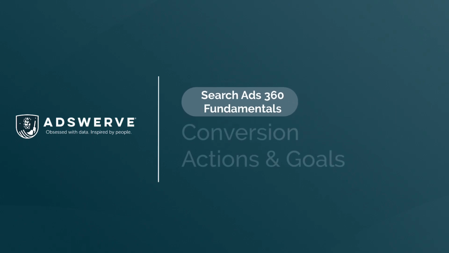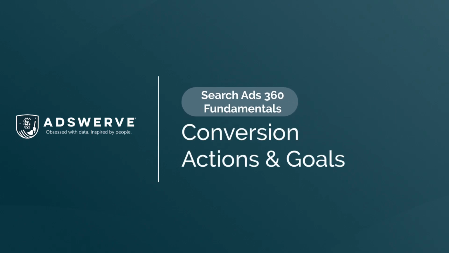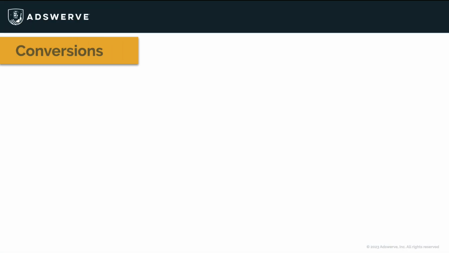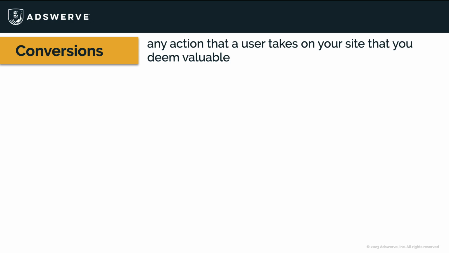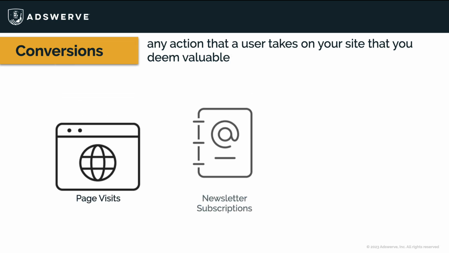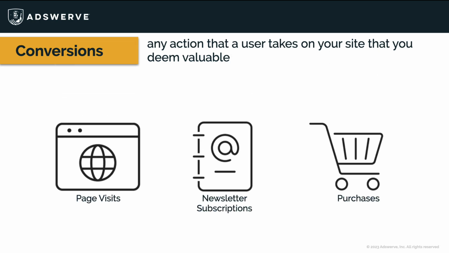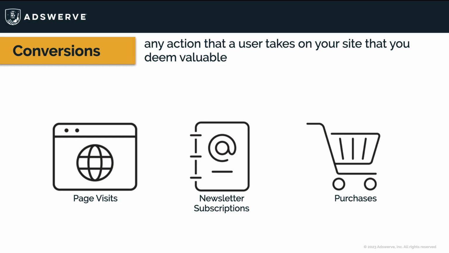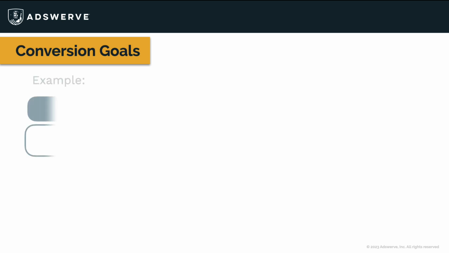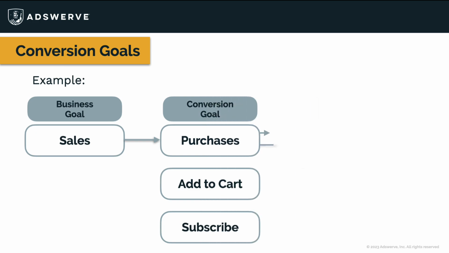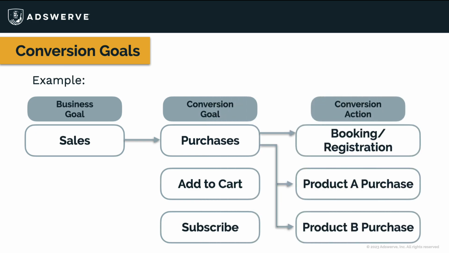In this video, we're exploring conversion actions and goals. Here's a quick refresher. Conversions are any action that a user takes on your site that you deem valuable. Visiting particular pages, signing up for newsletters, and making purchases are all examples of potential conversions you can set up. In SA360, these actions are now grouped together and categorized as conversion goals that support your business goals. For example, the purchase conversion goal contains all the conversion actions in which customers complete a purchase transaction.